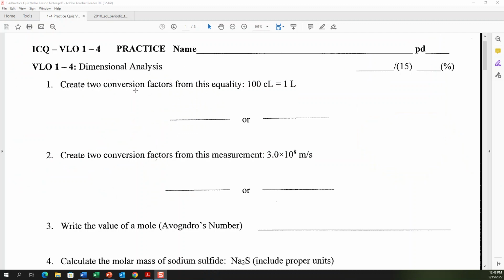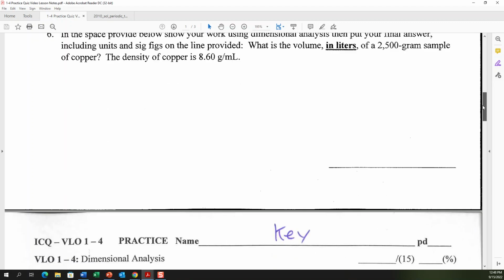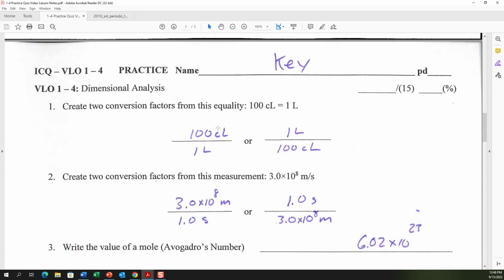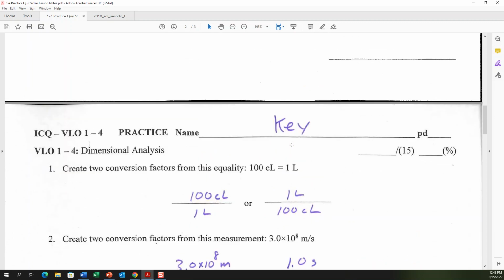It says, here's an equality, 100 centiliters equals 1 liter, and it says create 2 conversion factors from this equality. And so remember, all we have to do is this over that, or that over this. So let's go to the answer here. I could say 100 centiliters over 1 liter, or 1 liter over 100 centiliters.